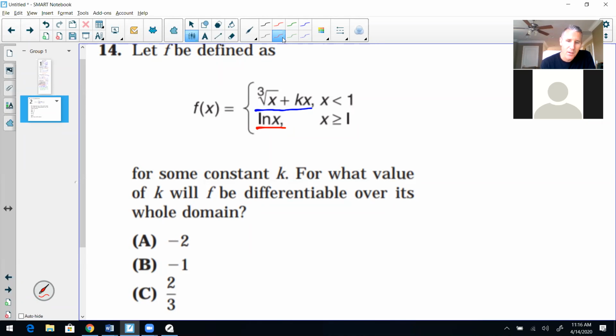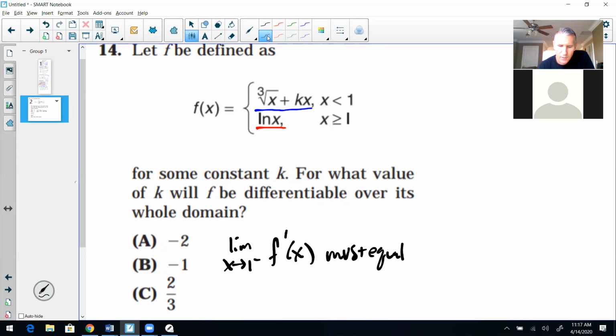So again, let me write that down. The trick here is to look at the limit as x approaches 1 from the left of f prime of x, this must equal the limit as x approaches 1 from the right of f prime of x. Because we've already determined that everywhere except for x equals 1, this will be differentiable. So what value of k would make this differentiable for all values of x, namely at x equals 1?